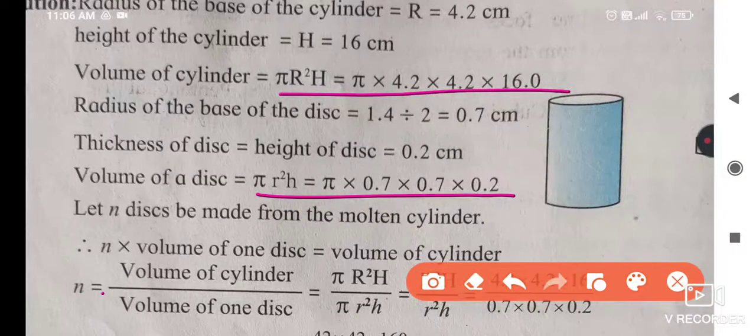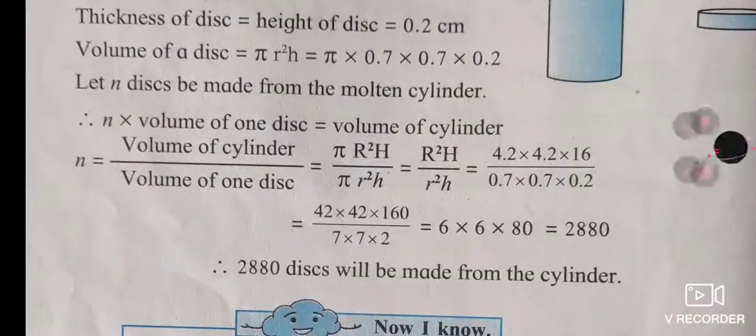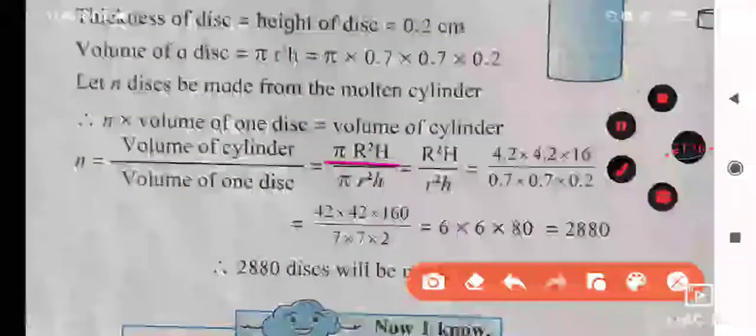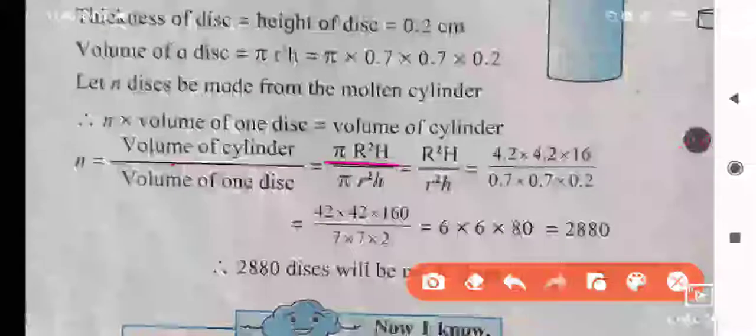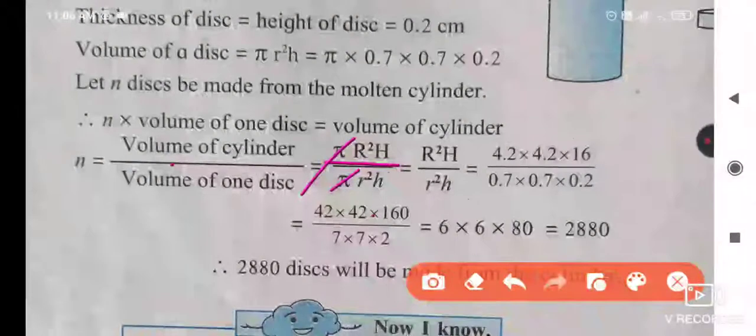So here n into the volume of one disc equals the volume of the cylinder, otherwise n, the number of discs, is equal to the volume of the cylinder divided by the volume of one disc. So here we just divide the volume of the cylinder by the volume of the disc. So pi capital R square h divided by pi small r square h, and then the pi cancels with this pi, so what remains is capital R square h upside, and downside also small r square h.